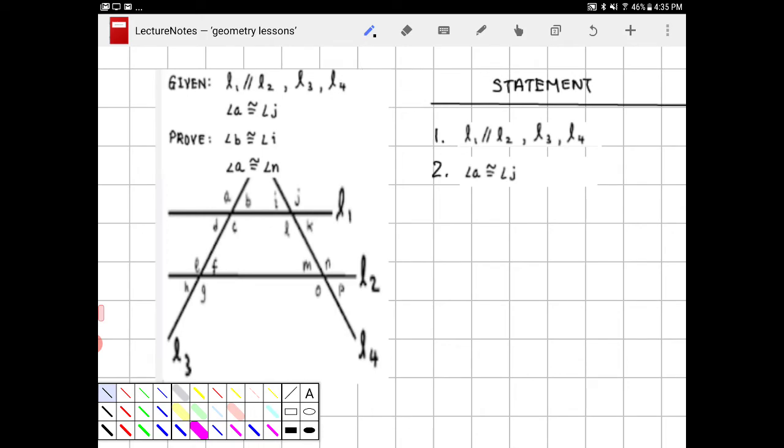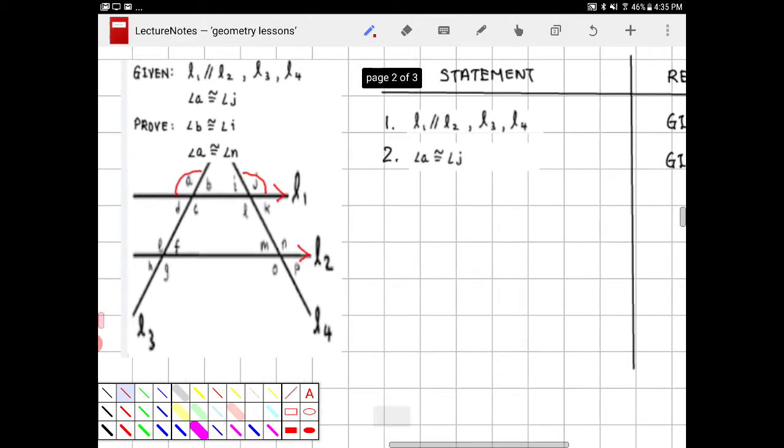All right, so I now have line 1 and line 2 are parallel, so I'm going to indicate that as such using these red arrowheads. And I know that L3 and L4 are cutting through those two parallel lines. Now the objectives show that angle A, and I also know that angle A is congruent to angle J. So angle A, which is this guy over here, is congruent to angle J. Now the objective is to show that angle B is congruent to angle I. Angle B is congruent to angle I.